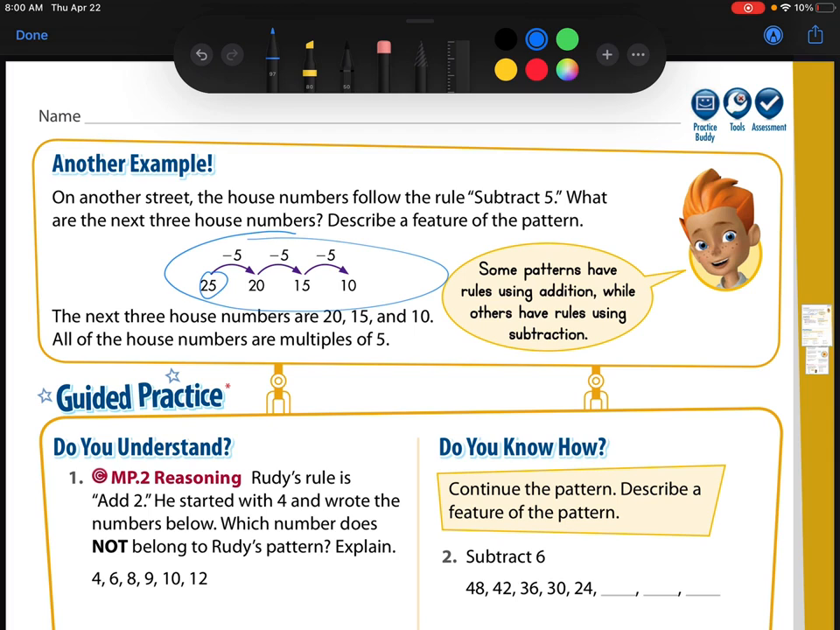So I start at 25 and I subtract 5, so my number becomes 20. Subtract 5 becomes 15. So what's a feature of it? Well, a feature is they're all multiples of 5. You could also say they all end in 0 and 5. And the reason they end in 0 and 5 is because it's a multiple of 5. So those are just some examples that we have.